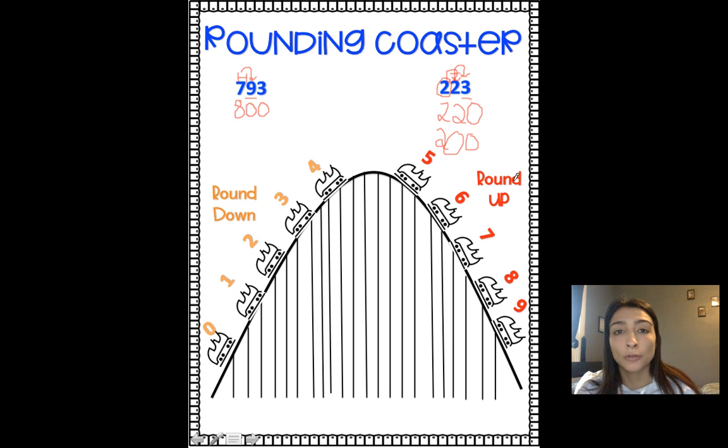So this is our little rounding roller coaster to help us for our multiplication problems when it asks us to round or estimate. I know some of us were having a little bit of trouble, so in our small group, we will still be practicing this, and you're more than welcome to use our rounding roller coaster whenever you need to.